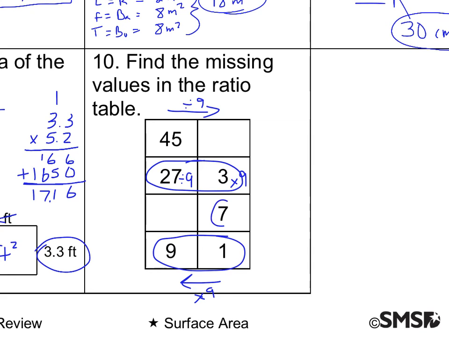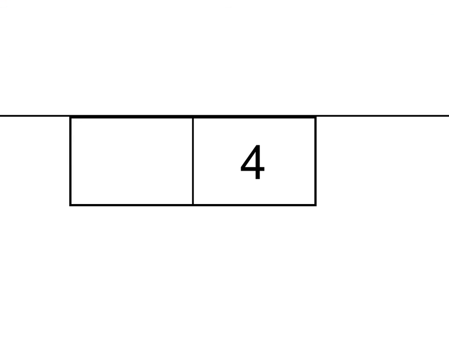So I'm going to start with 7 times 9. That's going to give me 63. And then I'm going to do 45 divided by 9, which is going to give me 5. And there we have our ratio table. And for some reason, this is on the next page. If you did it, 4 times 9 is 36.